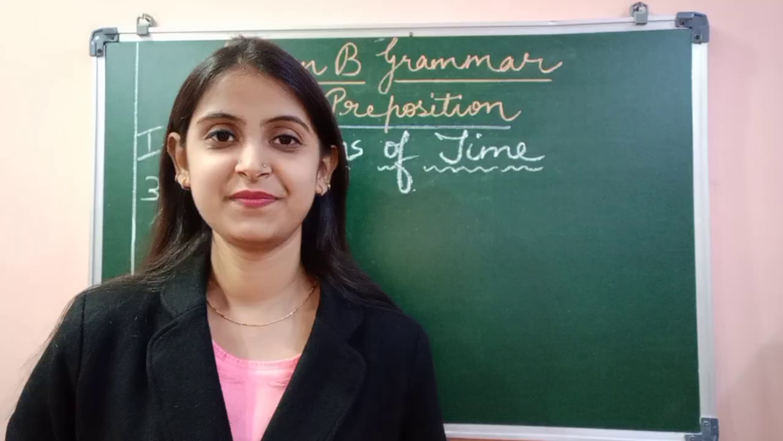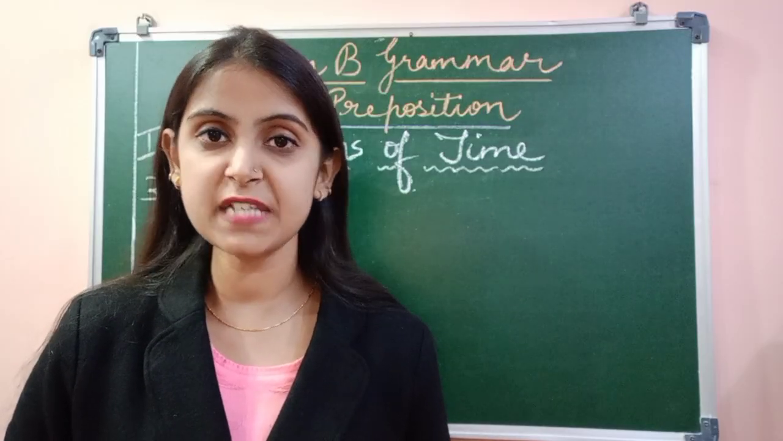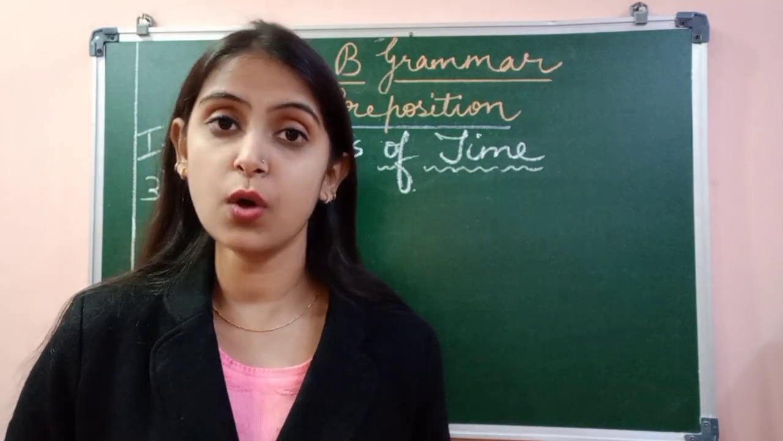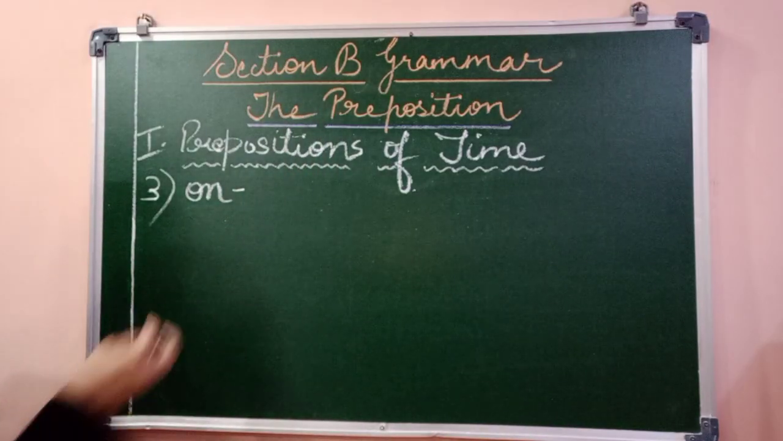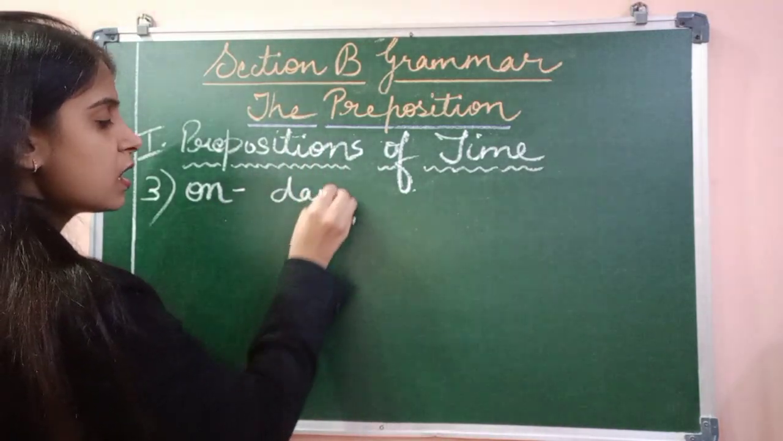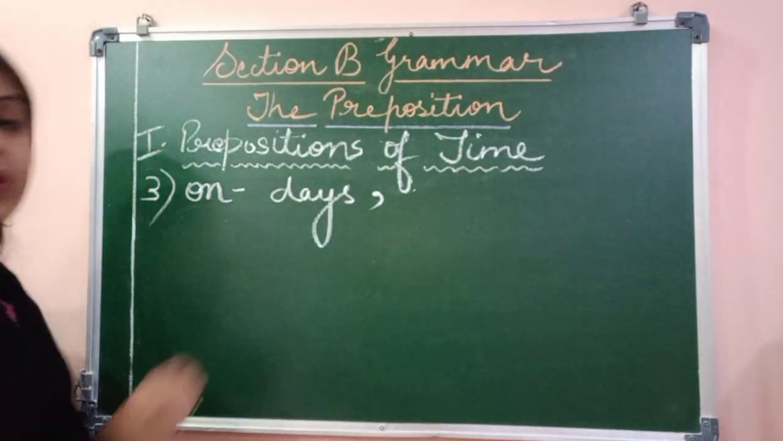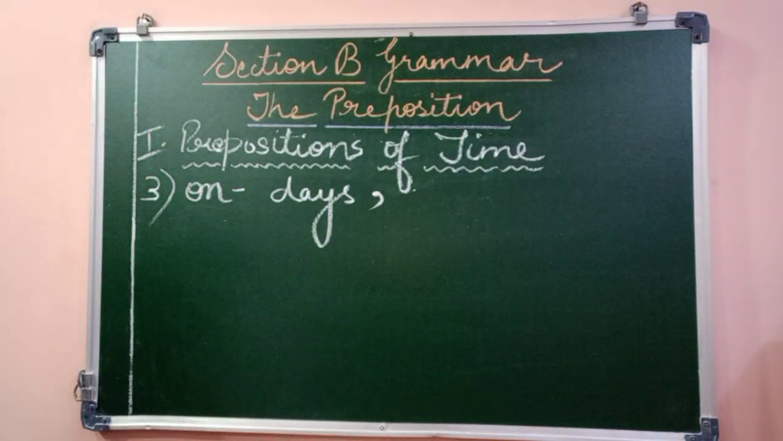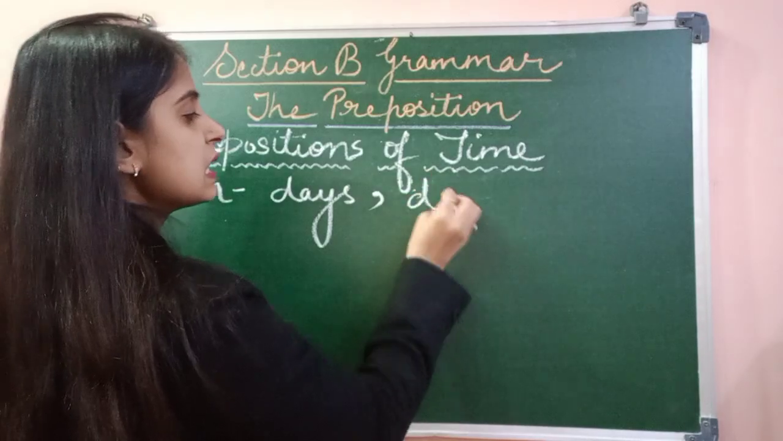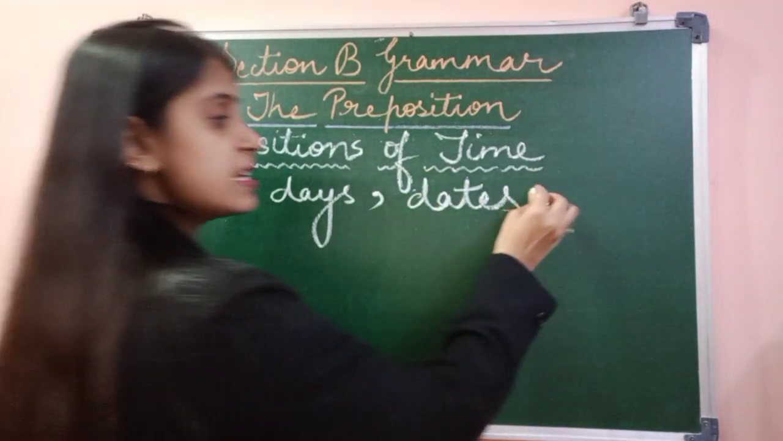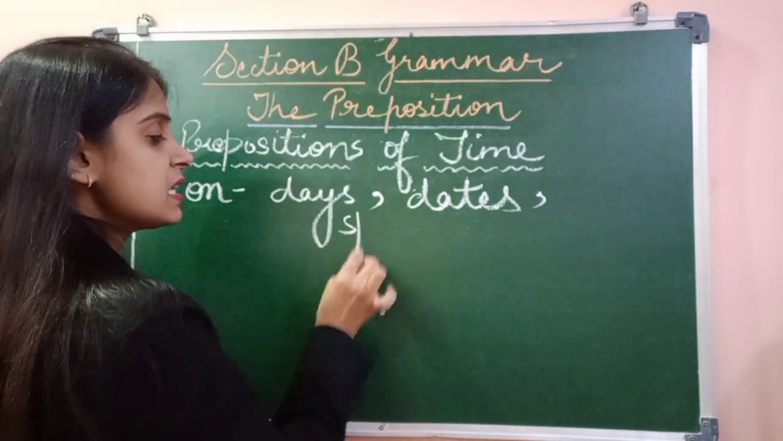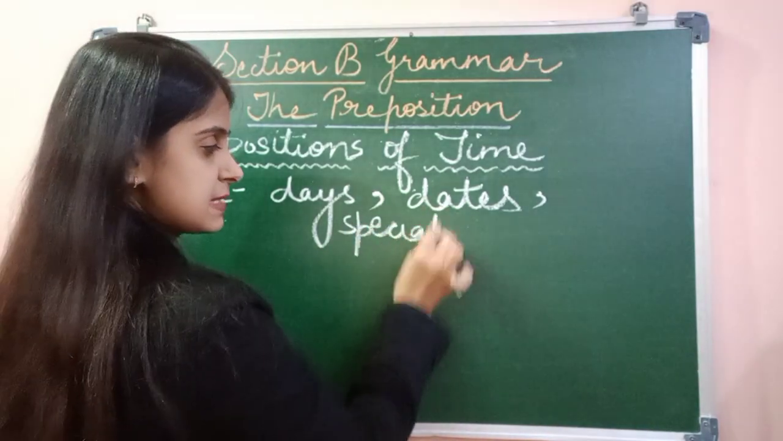Alright. Now the third preposition of time that we are going to talk about is on. Now where do we use on? On is particularly used with days, or with dates. It is also used with special days.